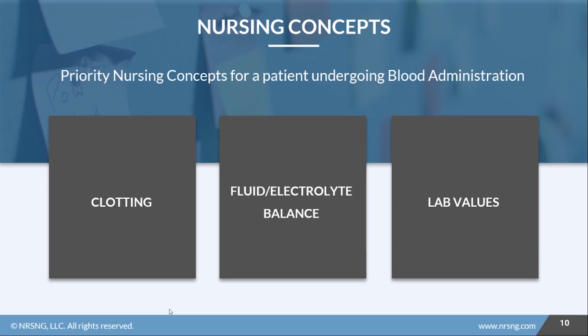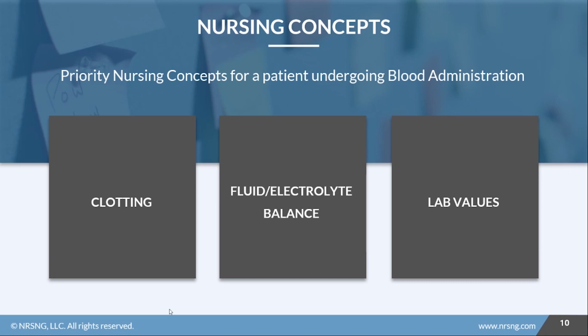All right, so let's do our priority nursing concepts for a patient undergoing blood product administration. Clotting. Blood administration helps to supplement clotting, but if we only give our patients PRBCs, then we could actually be diluting their clotting factors. So we need to understand the indications for all of our different types of blood products, because that will help you to guide your patient's plan of care.